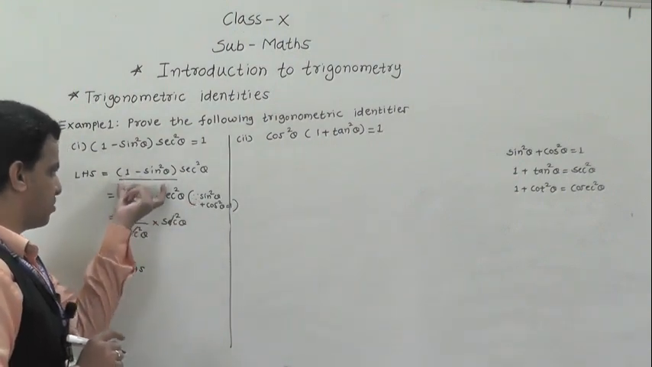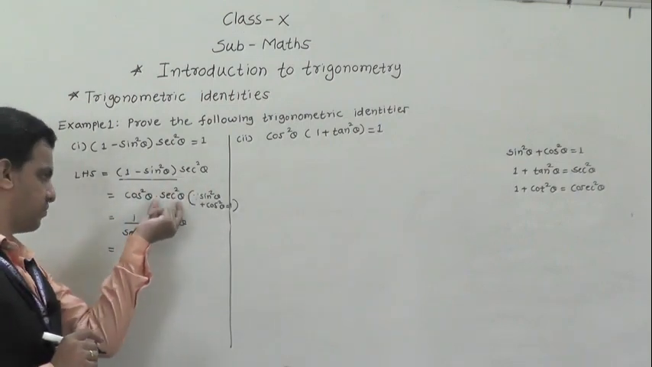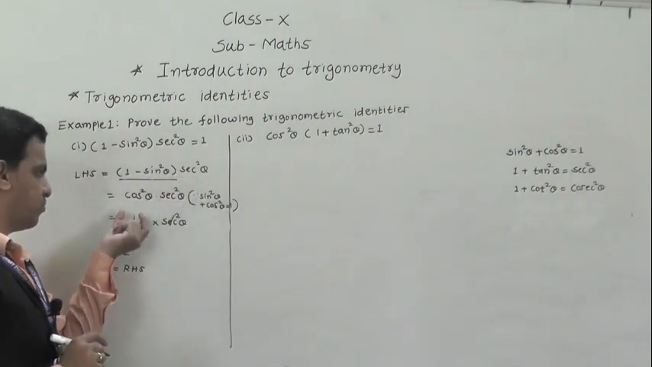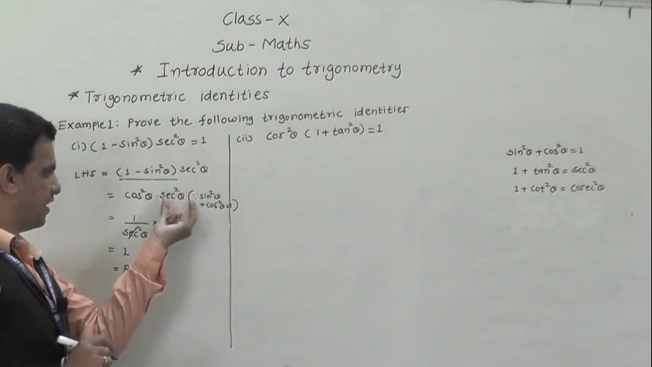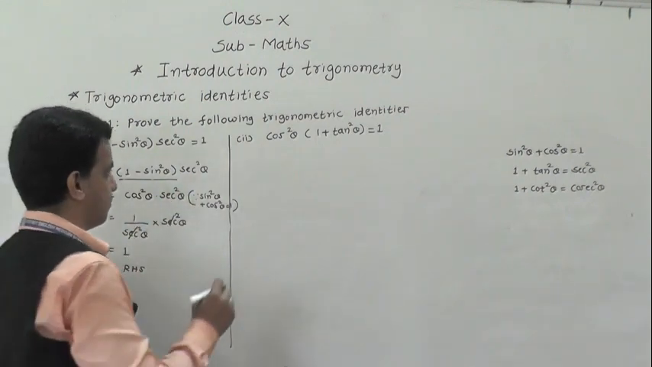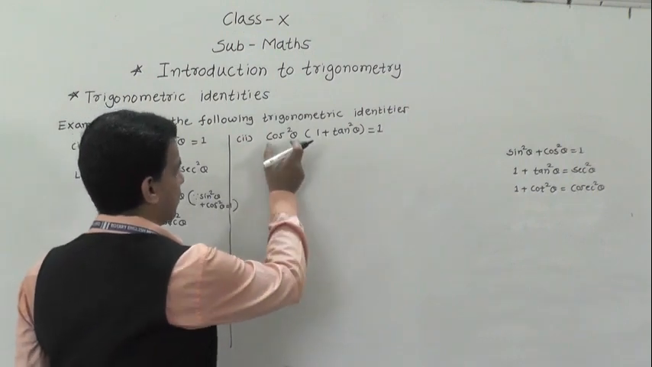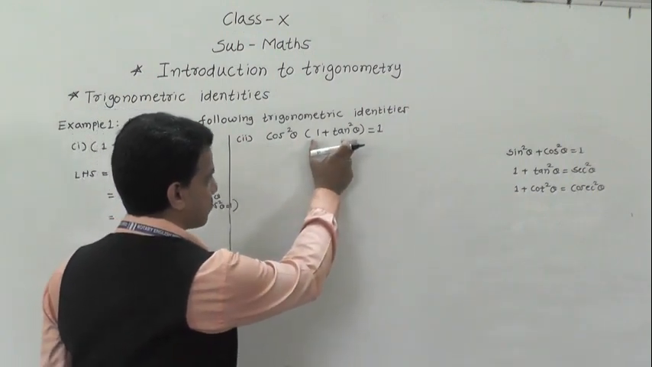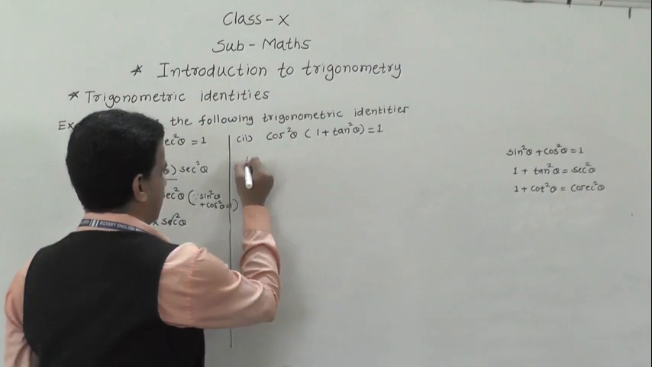Okay. So this is cos square theta into sec square theta. This cos square theta is 1 upon sec square theta into sec square theta. So this value we will get as 1. Then the second one, cos square theta into 1 plus tan square theta is equal to 1.